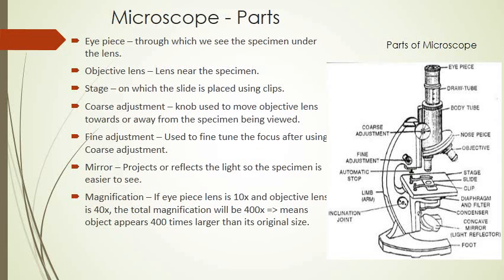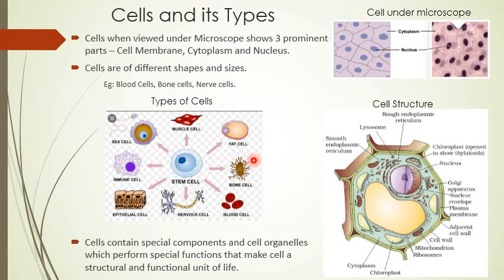Next slide. The cells and their types. When cells are viewed under the microscope, you can see a thin black lining, right? This outline is a membrane. Since it is in the cell, it is called the cell membrane. Here also you can see it lightly visible. So this thin outline is known as the cell membrane.